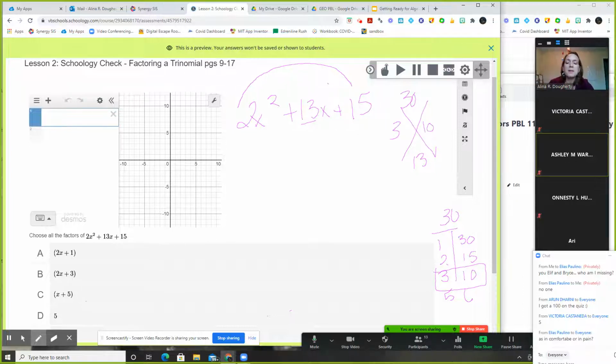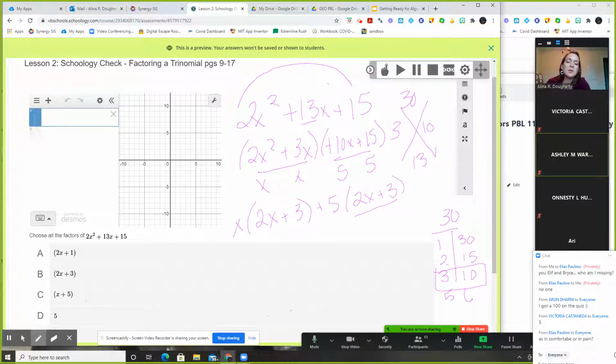And everything's a plus. I love it when everything is a positive. So 2x squared plus 3x plus 10x plus 15. Divide by x, divide by x, divide by 5, and divide by 5. X comes to the outside, 2x plus 3. 5 comes to the outside, and 2x plus 3. So our terms are 2x plus 3 and x plus 5.